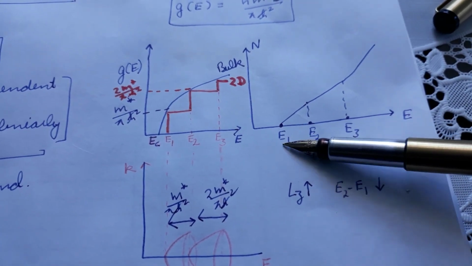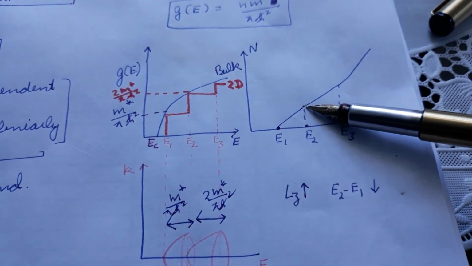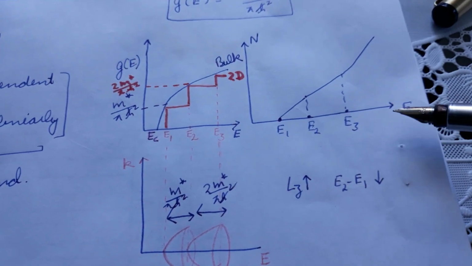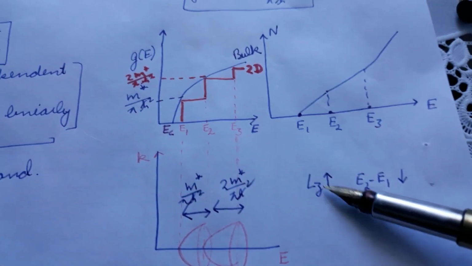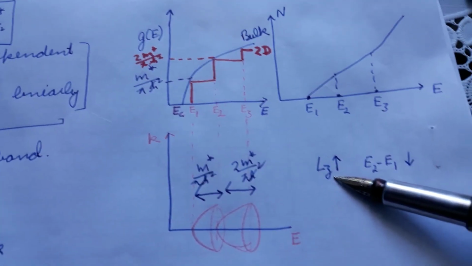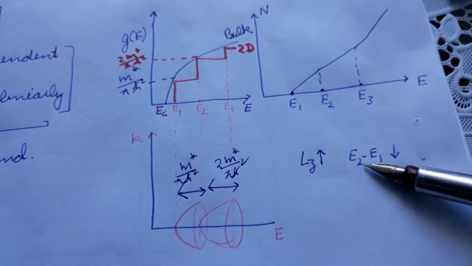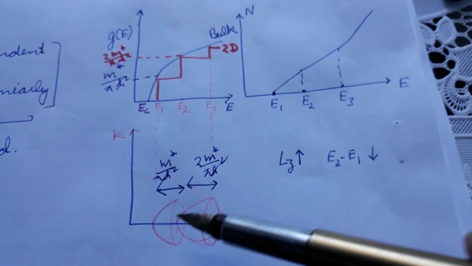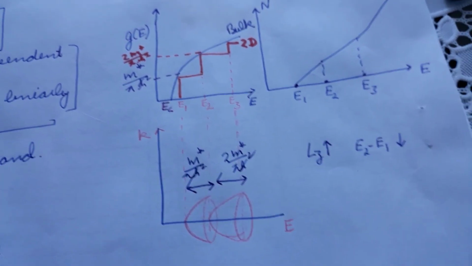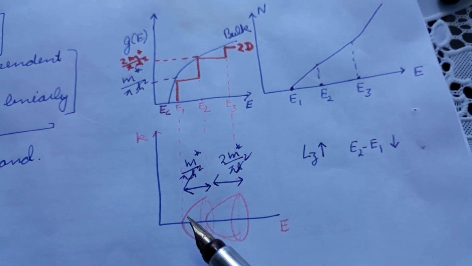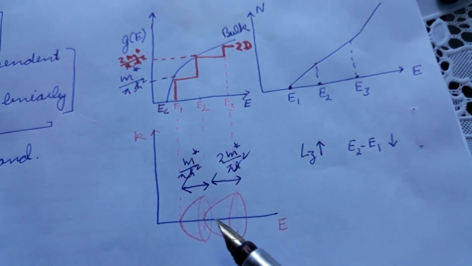So as we move from E1 to E2, it will increase, and it will keep on increasing linearly as we move from one subband to the other. Also, if Lz, the length in the confinement direction, increases, then the difference between E2 and E1 will decrease, and these subbands will actually collapse into one band, and then it will behave like a bulk material.